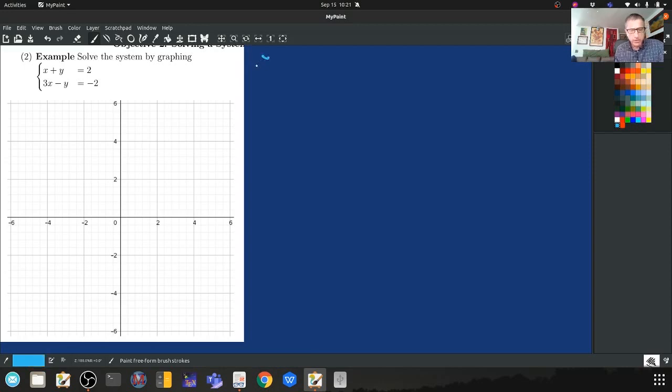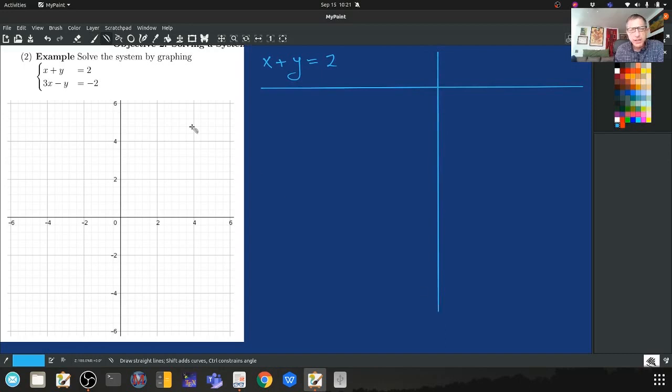And what we'll do, let me make my little thing a little bit smaller. We have x plus y is equal to 2, and we'll just do a table of values. We have to actually do this for two different equations, 3x minus y is equal to minus 2. So I think the table of values is the easiest way to go for each one of these.